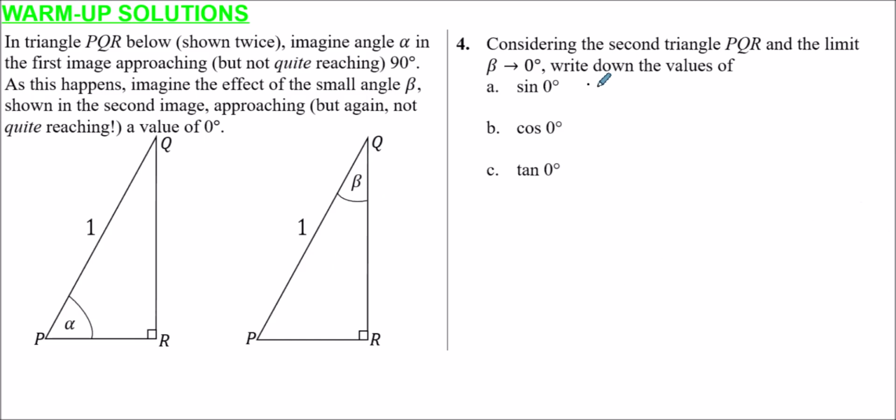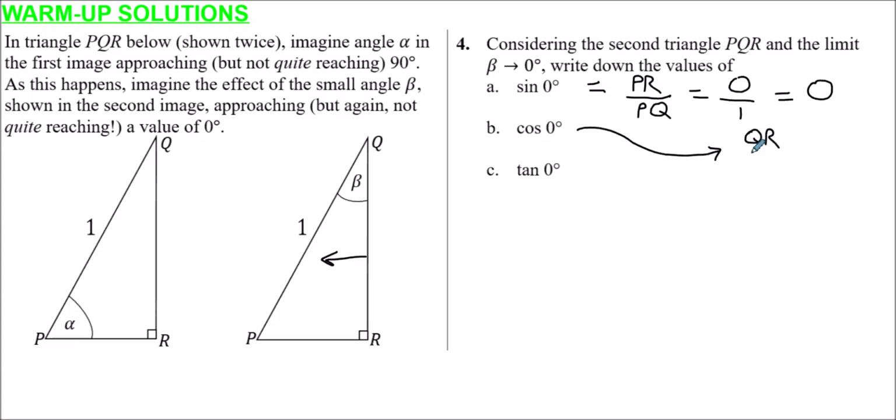So sin theta is the opposite side, which is PR, divided by the hypotenuse, which is PQ. Now PR, this side gets smaller and smaller as it gets towards 0. QR looks to be going in like this. So PR goes to 0, and PQ, this one here is 1. 0 divided by 1 is 0. So sine of 0 is 0. Cos 0, well, cos is the adjacent side, which is going to be QR, again divided by the hypotenuse, which is PQ.